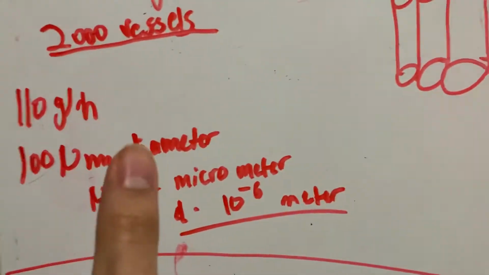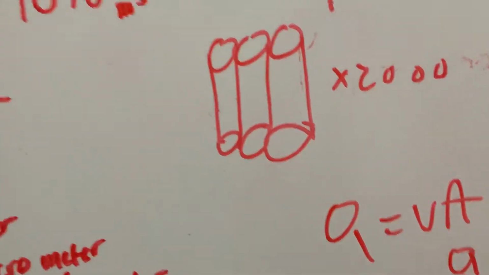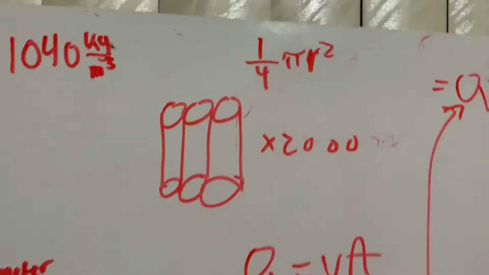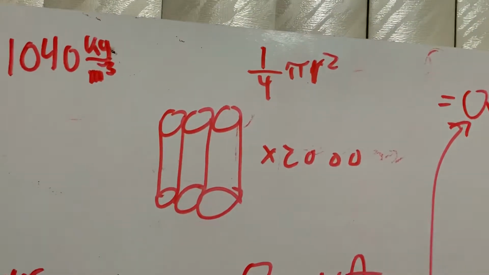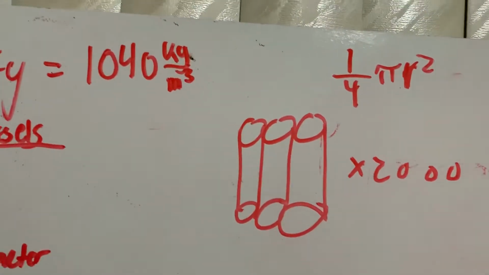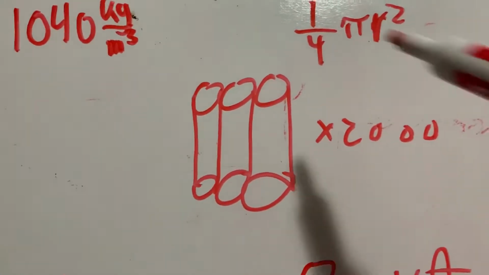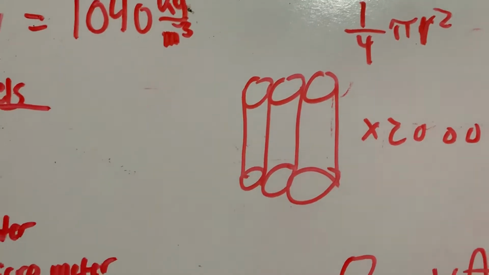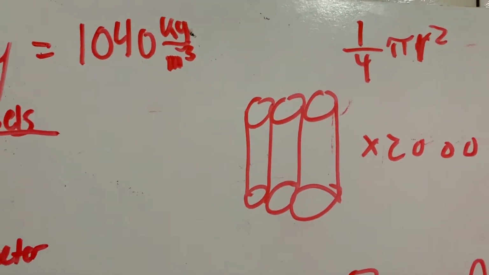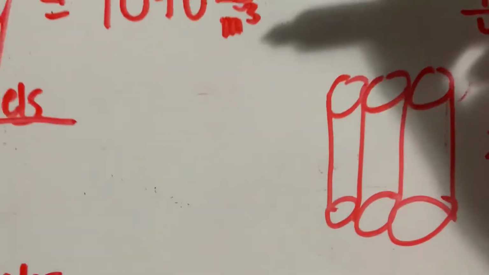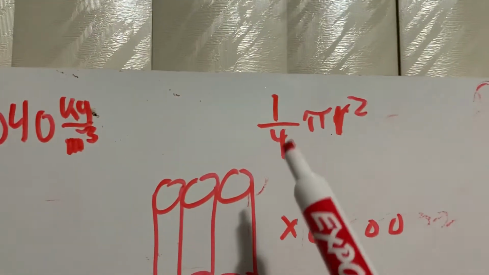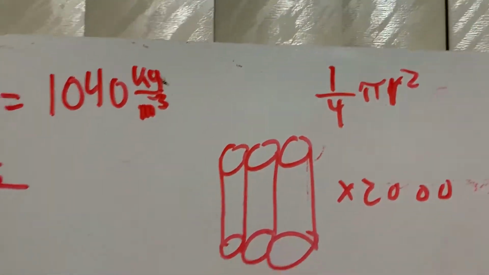However, that's just the diameter of one of these tubes. But there's 2,000 of them, which means that our total diameter actually has to be this times 2,000, because there's 2,000 of these. And we also know that to find the area of a cylinder, you need pi r squared, or pi over 4 times d squared.